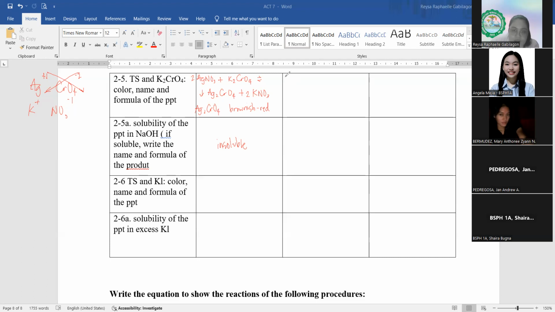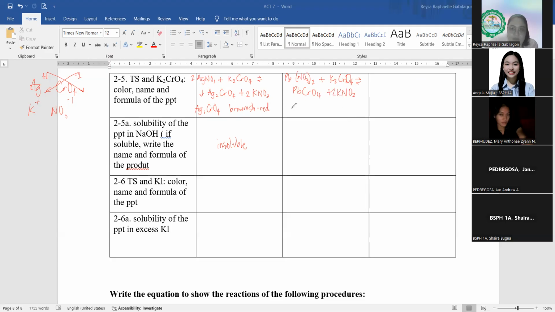Okay? And then, this one is lead nitrate, plus lead nitrate, a 2 here, plus potassium chromate. So this will yield, exchange partners again, lead chromate. Both have charge positive 2. Lead is positive 2, chromate is negative 2. So, no need for the crisscross. So it is just PbCrO4. And then what is left is KNO3. It is not balanced, so let's put a 2 here.